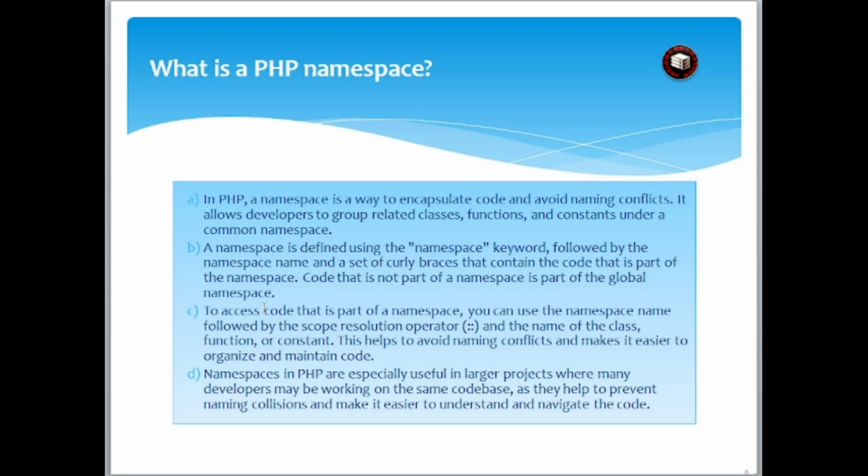Code that is not part of namespace is part of global namespace. To access code that is part of namespace, you can use the namespace name followed by the scope resolution operator and the name of the class, function, or constant. This helps to avoid naming conflict and make it easier to organize and maintain code. Namespaces in PHP are especially useful in large projects where many developers may be working on the same code base, as they help to prevent naming conflicts.